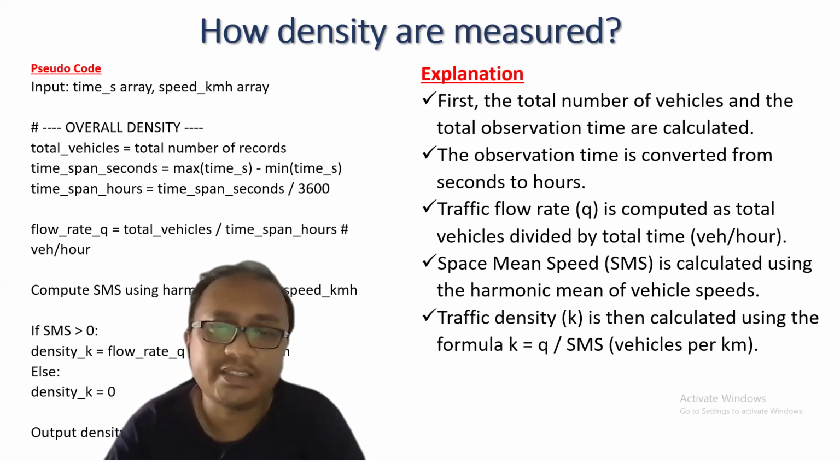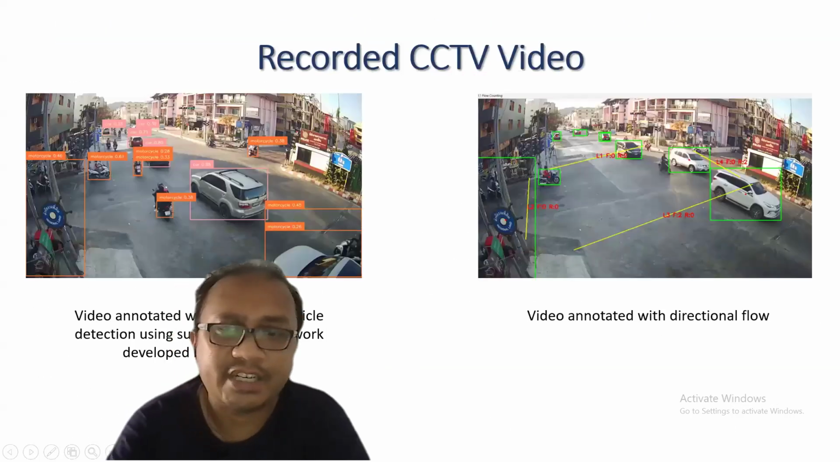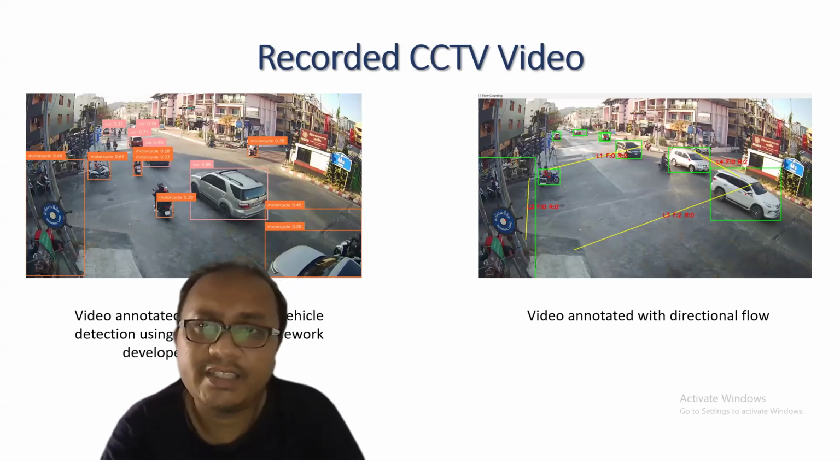But in this case, there is directional traffic. If we look at the picture, there is directional traffic, so it's not possible to calculate density directly. So we calculate the space mean speed and the flow rate, and the flow rate divided by the space mean speed gives us the density in each direction.